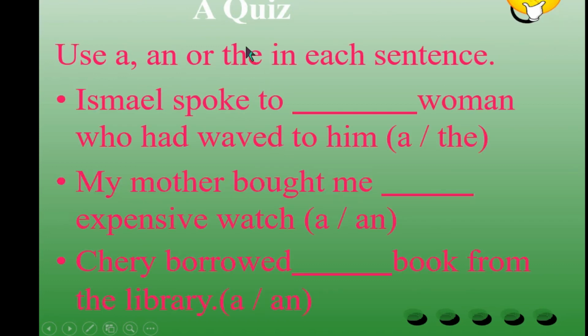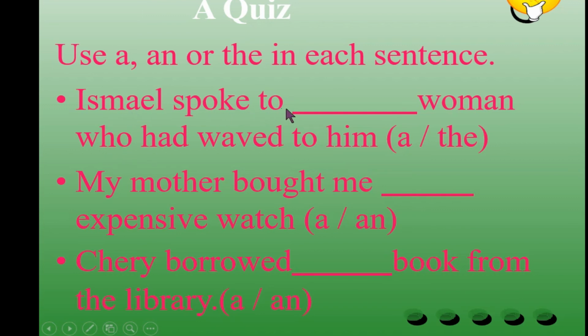Another, so let's start to do a quiz together. After you have finished this quiz, please inbox me, especially the students who are in my class. So you can telegram me. Send your answer to me, and then I'll check it and give you a score.